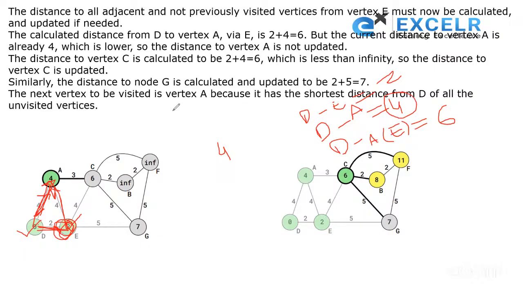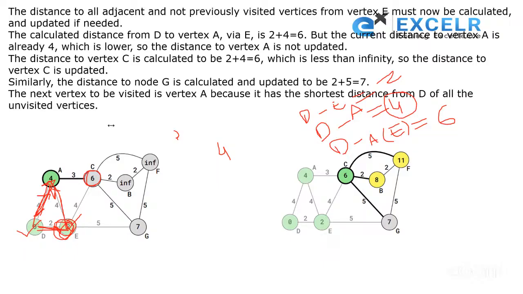Right? Now I have to check the next vertex, that is vertex C. So the distance to vertex C is calculated. I can go via A or I can go via E. So if I go via A, because I am at A right now, it would be 4 plus 3 is 7. So D to C, if I go with D to A, it is 7. Right?